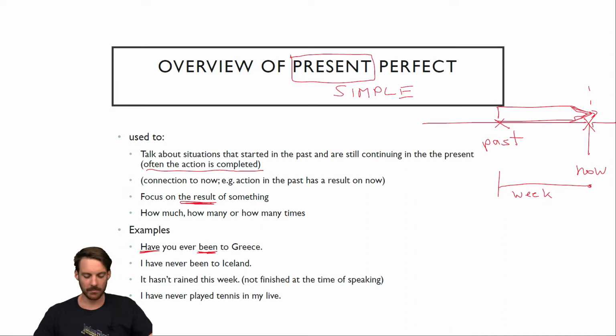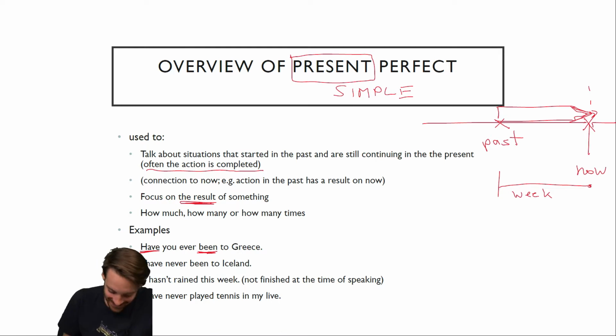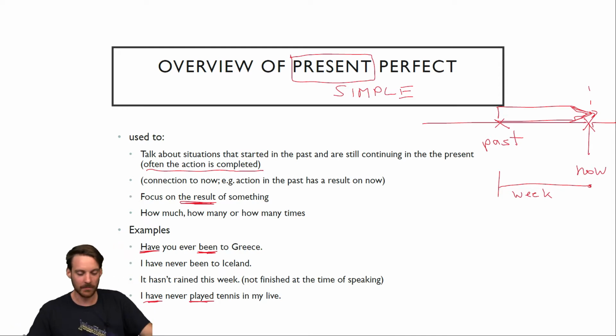I've never played tennis in my life, which is also true. You haven't? No, no. Never in my life have I played tennis. Yes, and with this, played is of course the past participle.